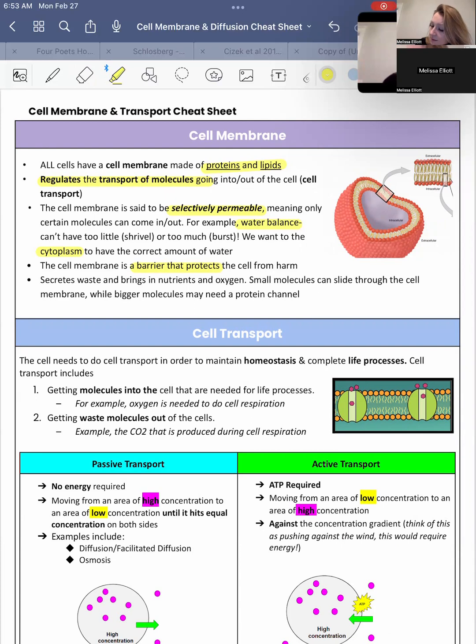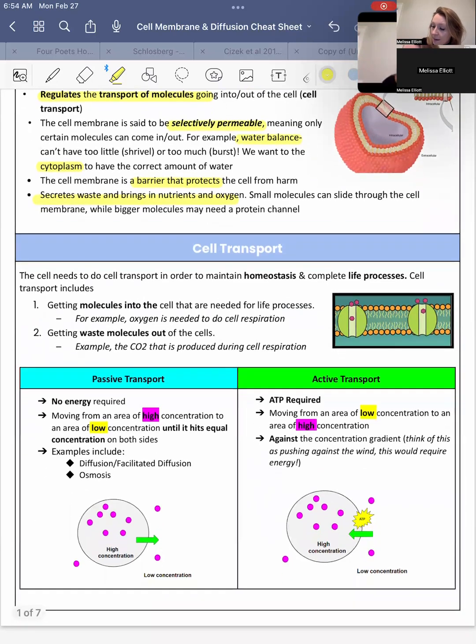All right, and last but not least, we like to use these phrases here, that it secretes waste and it brings in nutrients and oxygen. And I want to remind you that waste isn't always something toxic. CO2, for example, is a waste. All right, and this is important: small molecules can slide right through that membrane, but bigger molecules may need a protein channel.